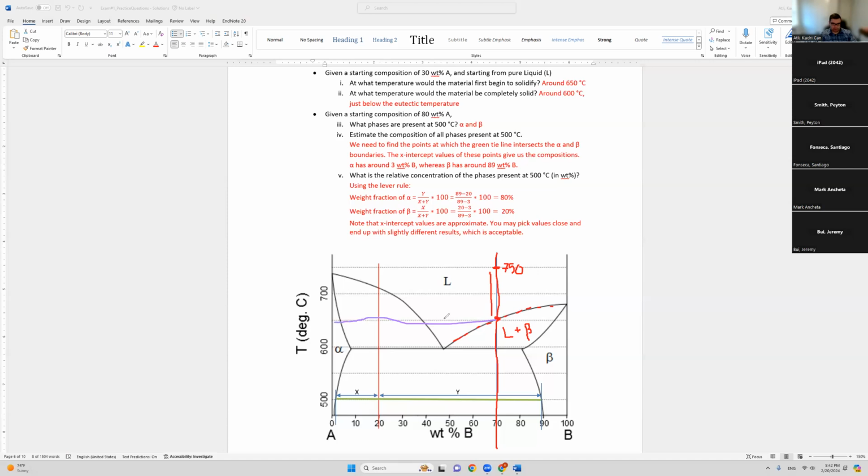I'm sorry, it's not very horizontal. So it's about 650 degrees Celsius, right? So at around 650 degrees Celsius, we start forming the first solid phases inside the liquid.